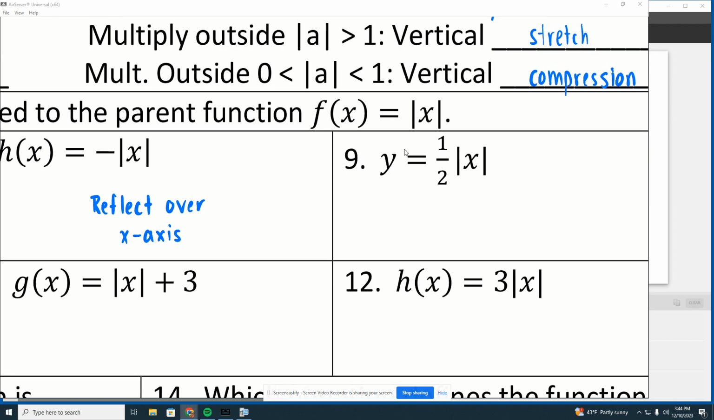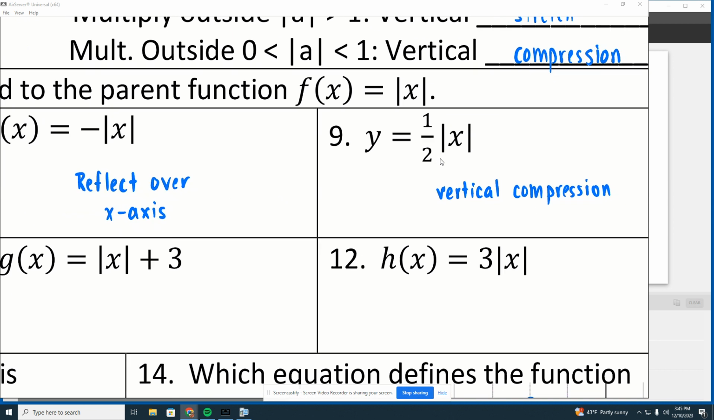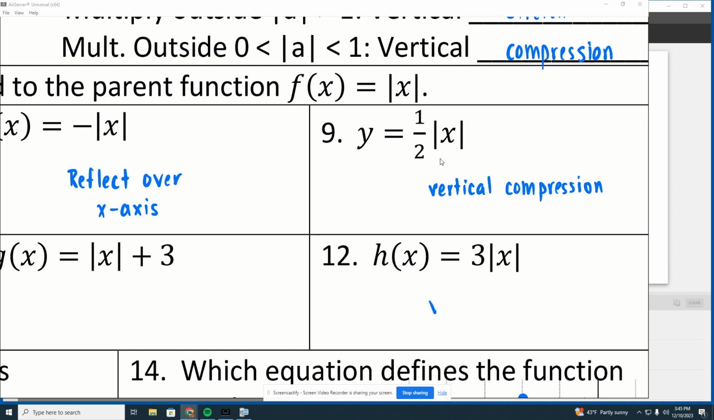Number 9, we're multiplying by a value between 0 and 1. So it's going to get wider. So that's a vertical compression. Directly below that, look, we're multiplying by a number greater than 1. So that one's definitely going to get more narrow, and it's going to be a vertical stretch.